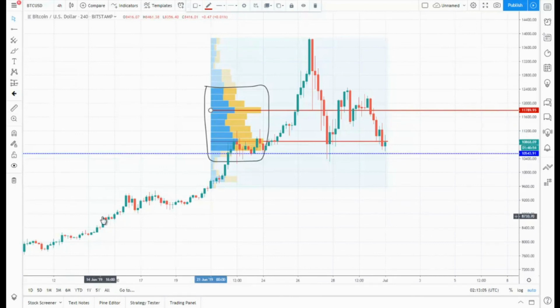The volume profile brings you the exact levels where big money might be positioned, and gives you an insight on where to find these high value zones to follow big money.